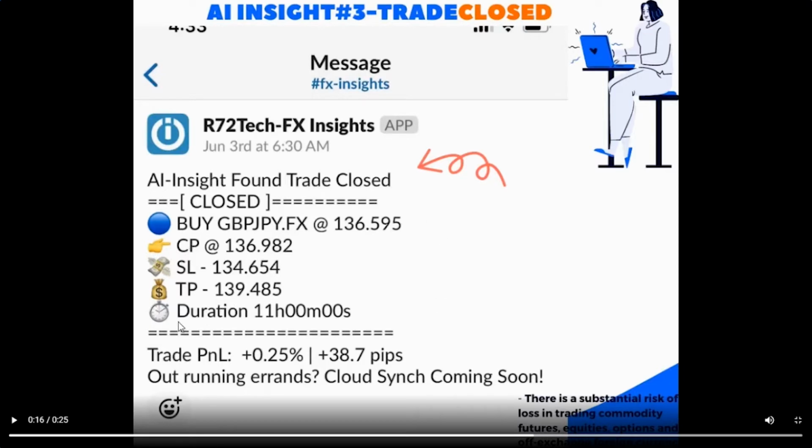It's also going to give you something cool down here where it says duration, 11 hours. So this trade was open for 11 hours. The AI insight was working, well, the algorithm was working for 11 hours. It's also going to tell you plus or minus what the pips were. In this example, it was 38.7 pips, and it was for 0.25%, 25 basis points. The AI insights are loaded up on a model account. That model account is a $10,000 model account, and that's what is being used to trigger those AI insights, and that's how we came up with the P&L percentage for that.